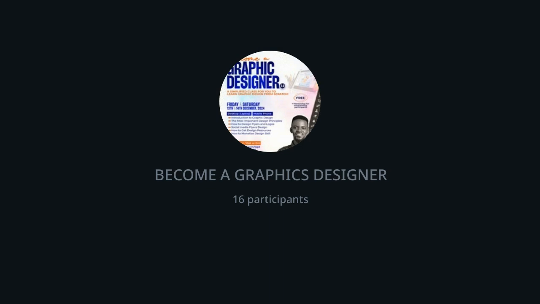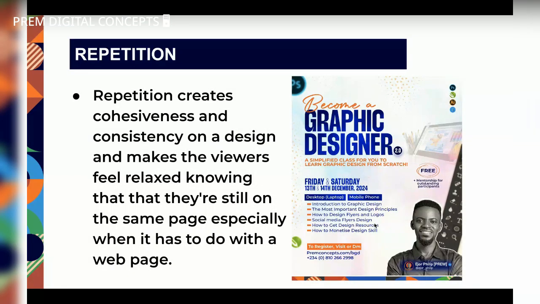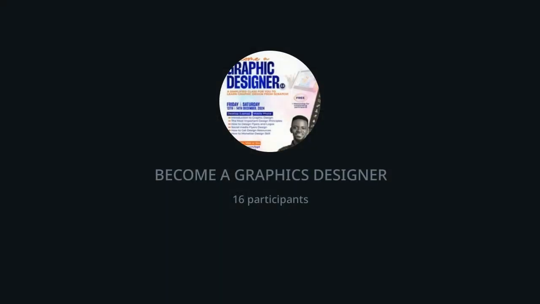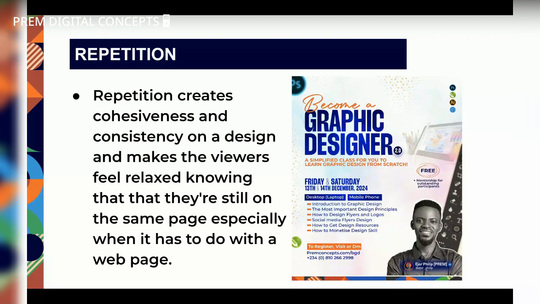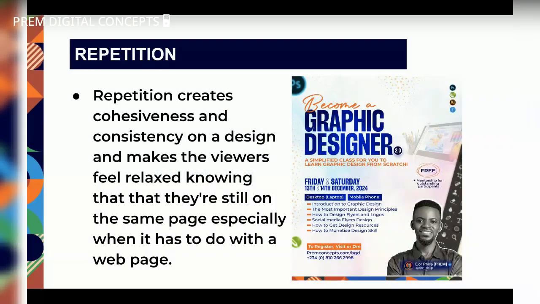Okay, now back to it. You see that we have two major colors here. Most of the time, black and white will not be regarded as color. Black is the absence of color, white is the presence of all colors. So sometimes you might not regard them as color on a design. So you have the fonts. Okay, let's talk about the color first.